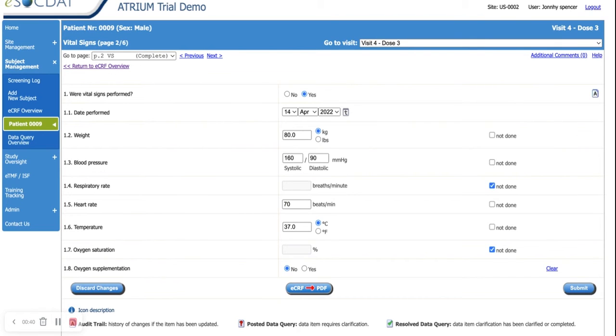Here you'll record the date that they were performed, and you'll include the weight, blood pressure, respiratory rate, heart rate, temperature, oxygen saturation, and oxygen supplementation. Once you confirmed that the fields are correct, you'll hit Submit at the bottom of the page.